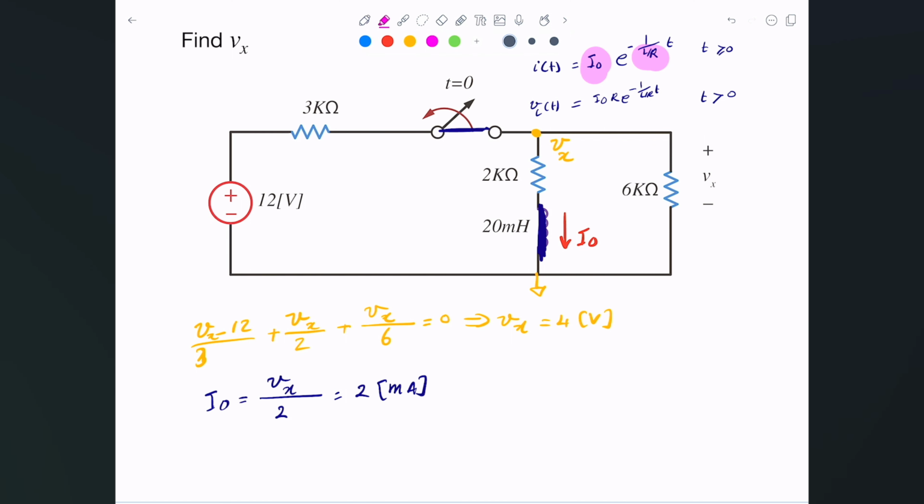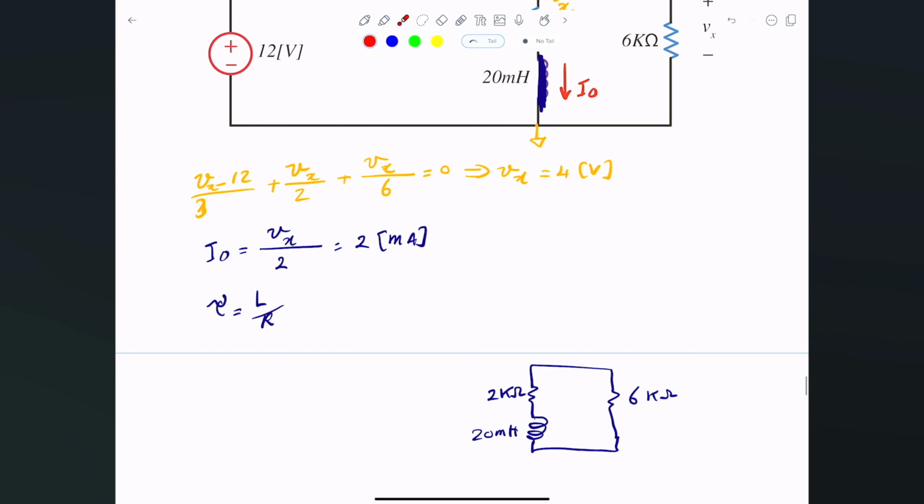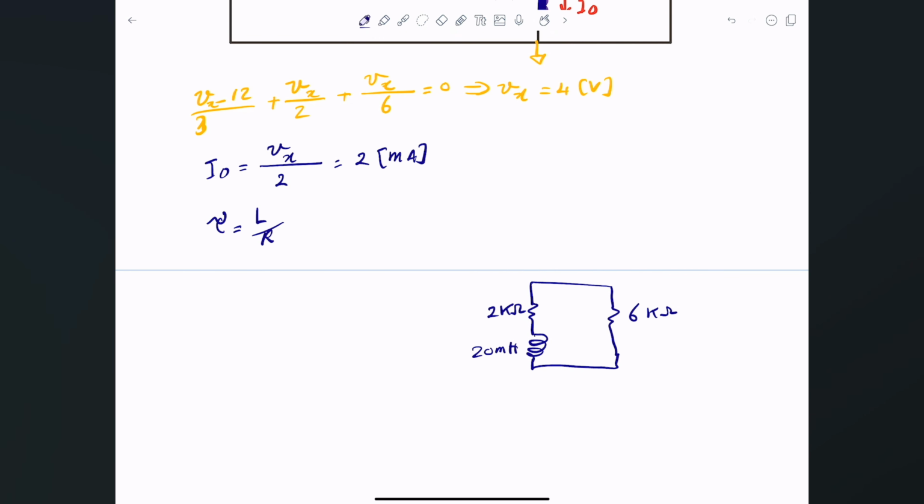Now we need to figure out what tau is, and tau is simply L divided by R. That's the time constant. Let me draw that circuit here. The circuit will appear something like this, and then we have the inductor. In here we have 6 kilo ohms, and we have 2 kilo ohms in here, and we have 2 millihenries. So we end up with an RL circuit that looks something similar to this.